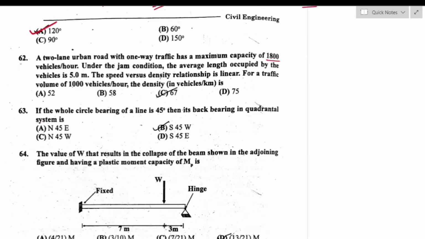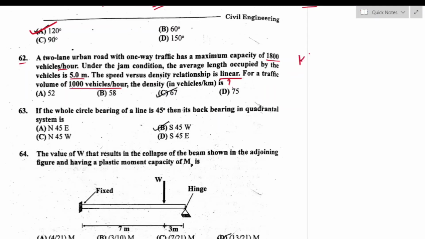Question number 62. A two-lane urban road with one-way traffic has a maximum capacity of 1800 vehicles per hour. Under the jam condition, the average length occupied by the vehicles is 5 meter. The speed versus density relationship is linear. For a traffic volume of 1000 vehicles per hour, the density in vehicles per kilometer is.